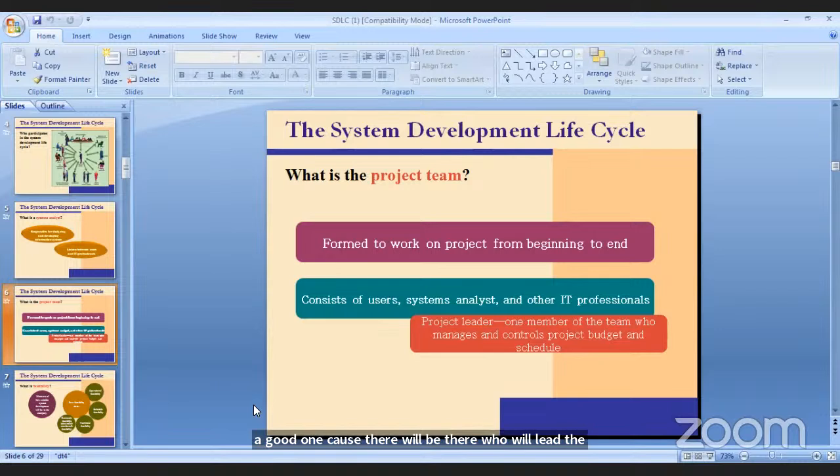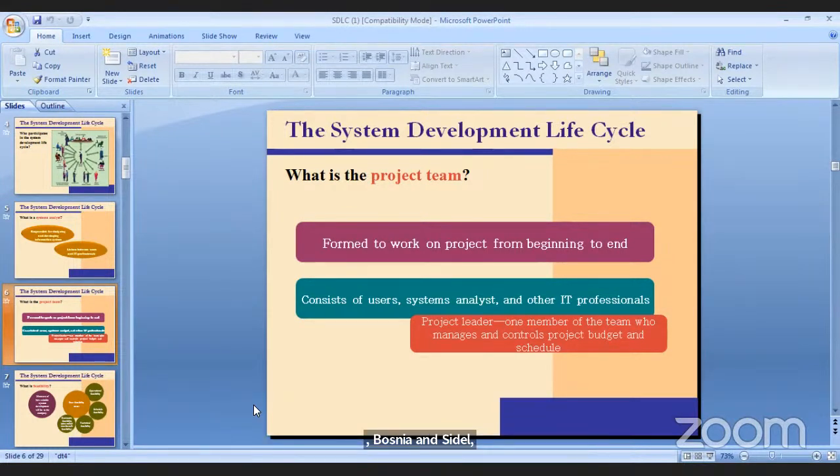Every project team consists of a minimum of 4 to 5 persons, consisting of at least one user, one system analyst, 2 to 3 programmers, and at least one testing professional or tester user to perform the testing. And that will be led by a person called the project leader, one member of the team who manages and controls the project budget and schedule.